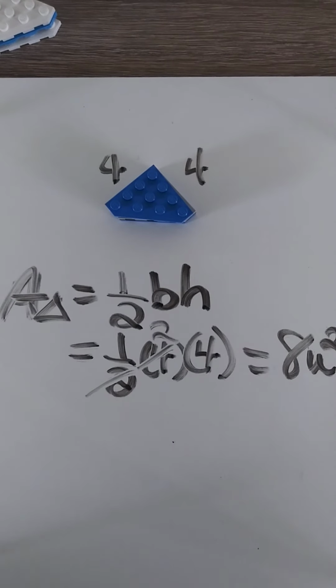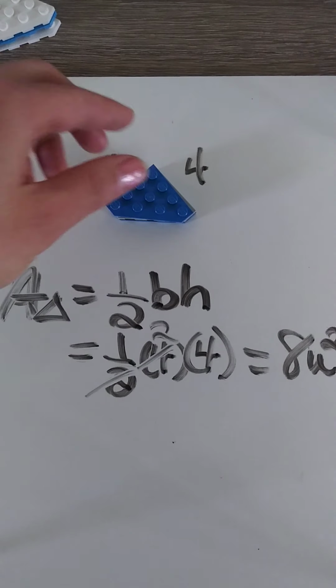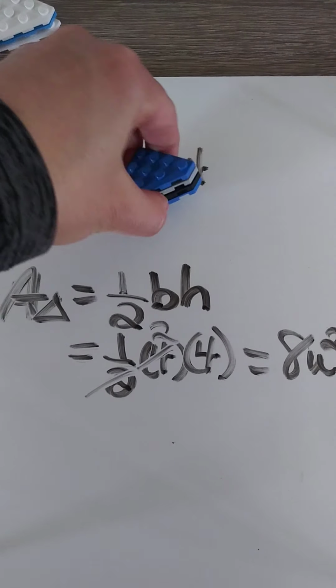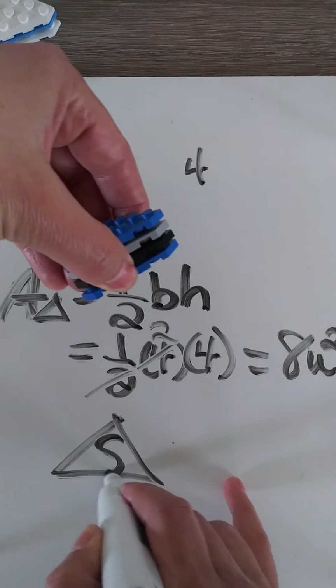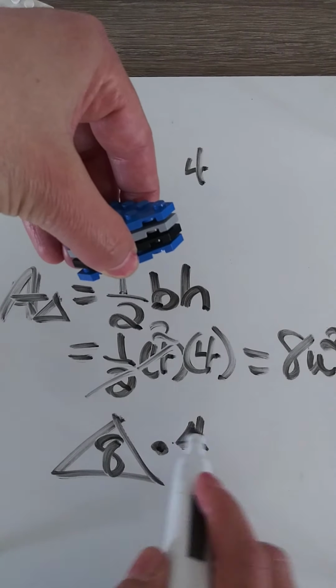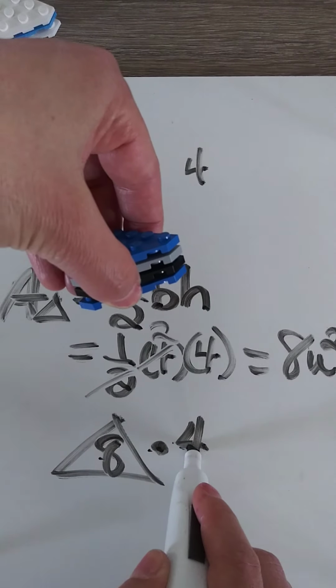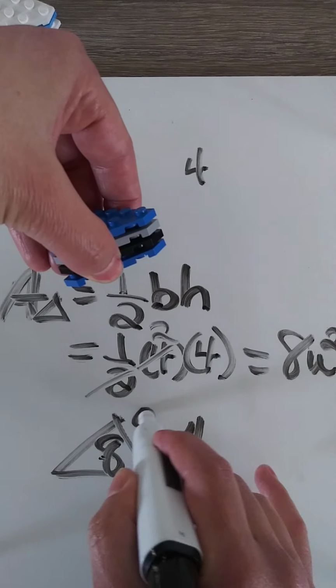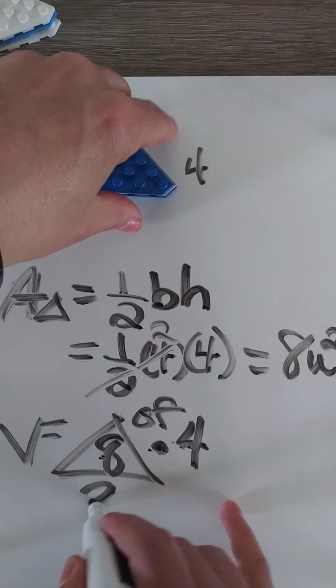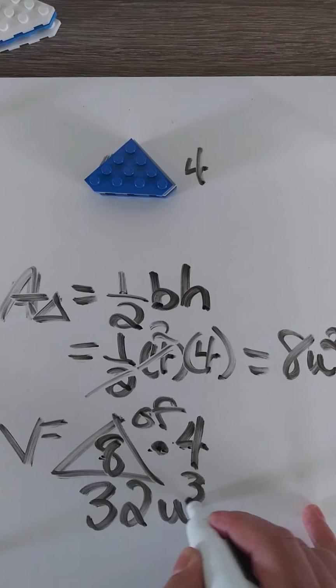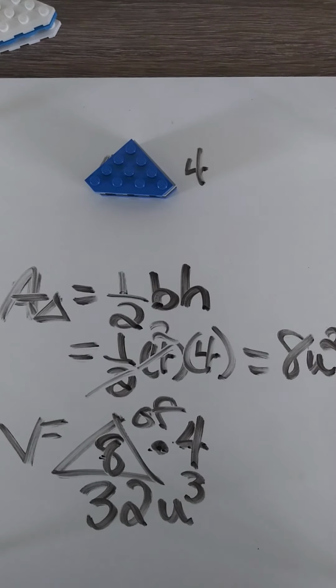And this is 8 units squared for the triangle, but it's not two-dimensional like it looks right now. It's three-dimensional because it has a height, and it has a height of 4. There are 4 of those triangles, and that makes my volume 32 units cubed. Okay? So I've done 4 examples now, 3 boxes and 1 triangle.